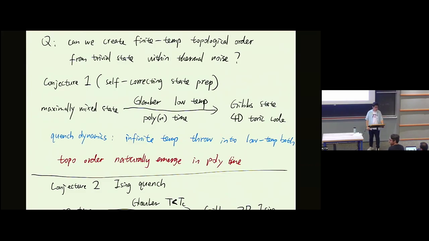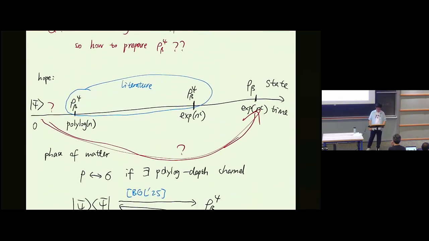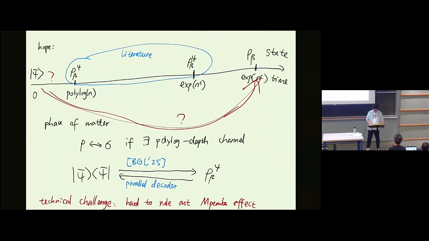Sorry, you're saying that you want to rule out the shortcut from going from initial state to Gibbs state by this quasi-local dynamics. Could you explain again why this quasi-local dynamics can rule the shortcut out? Great question. Yeah, I didn't explain this.